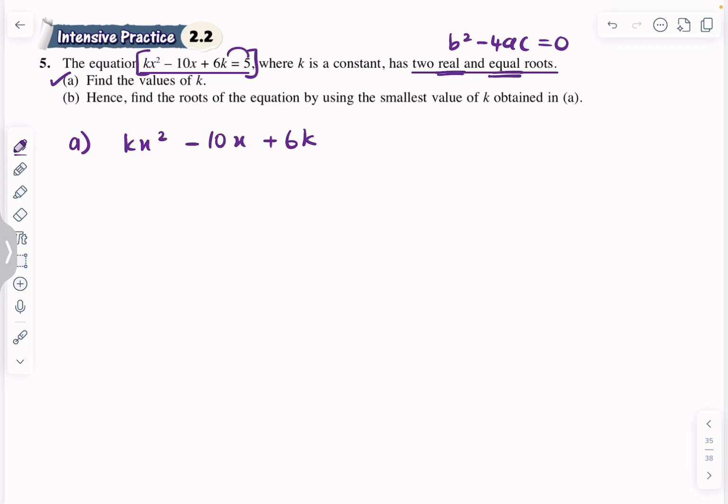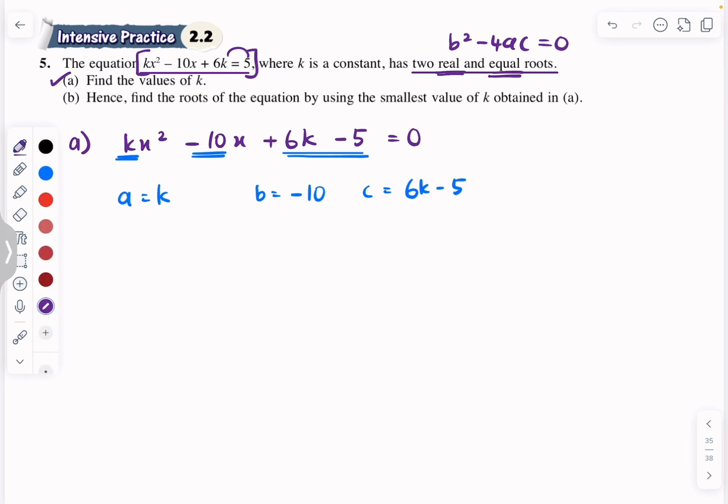So we bring the 5 over here, becomes negative 5. Then we figure out what's our a, b and c. So a is always the coefficient of x squared, which is k. B will be the coefficient of x, which is negative 10. And c will be the constants with no x. So 6k minus 5. Right.